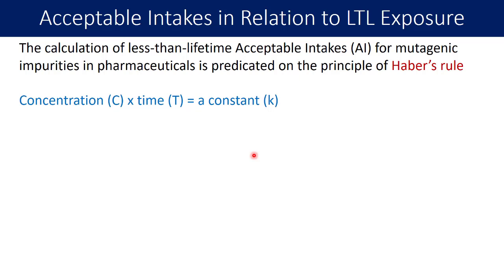Haber was a German toxicologist, and he derived a theory which says that the toxicological effect is always dependent on the concentration as well as the time, and the product of the concentration and time is always a constant. This is the fundamental on which Haber predicted the toxicological effect with a certain concentration over a certain time.